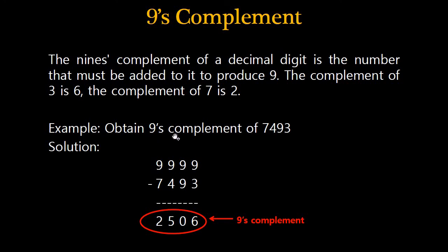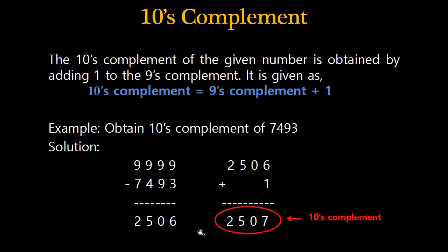For example, obtain the nines complement of 7493. For the solution, we will just subtract the given number from 9, that is, 9 minus 3 will give 6, 9 minus 9 is 0, 9 minus 4 is 5, and 9 minus 7 is 2. So the nines complement of 7493 is 2506.